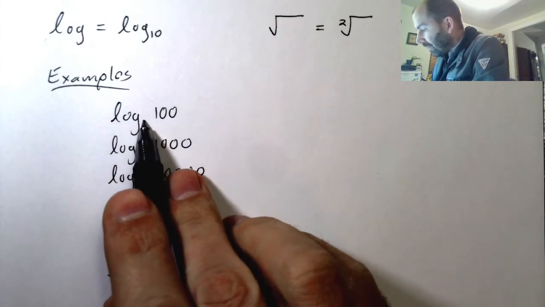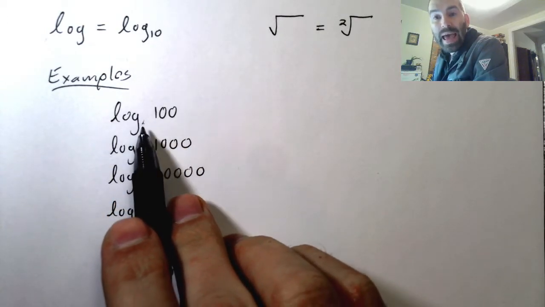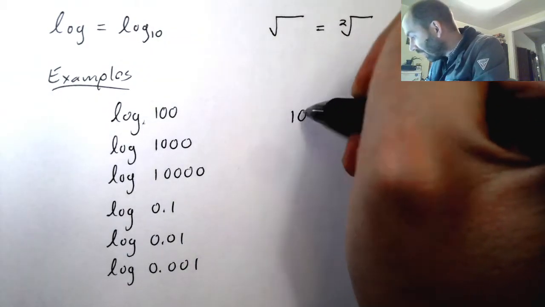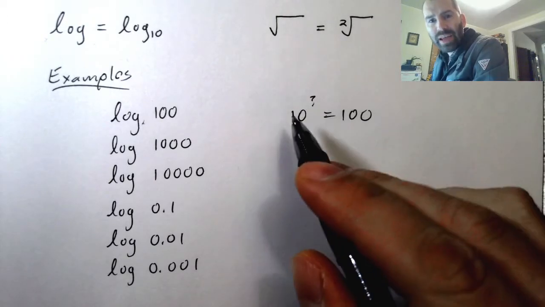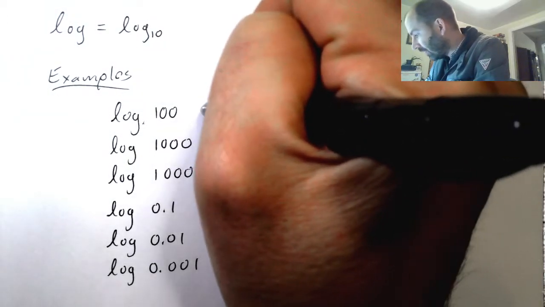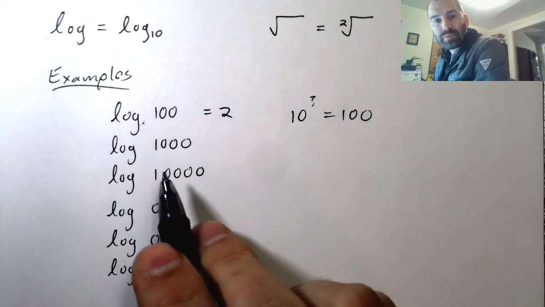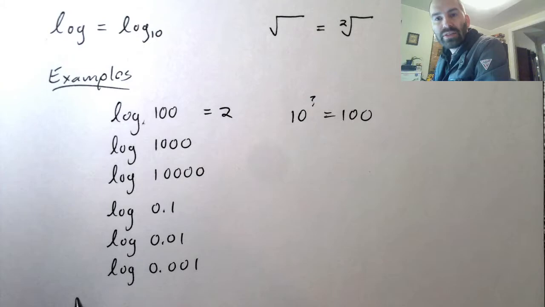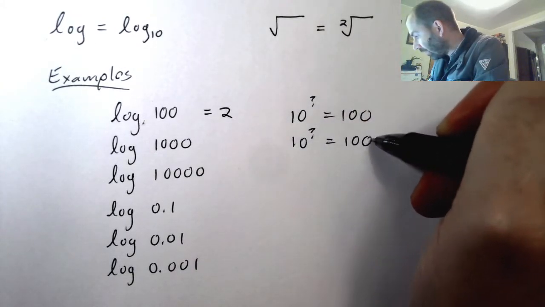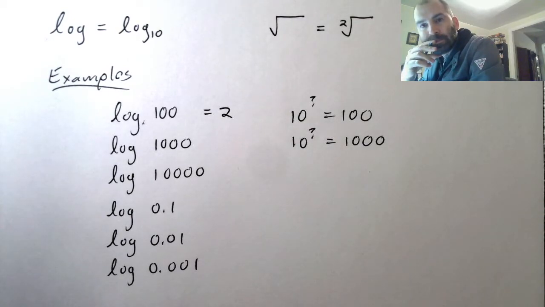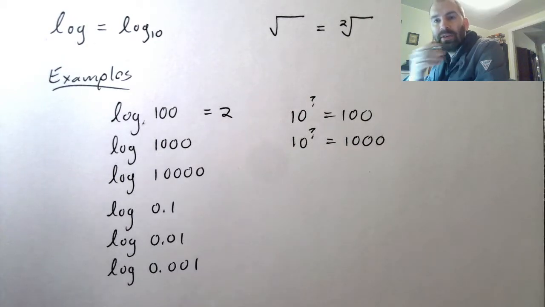Well, remember, the implied base here is 10. So I'm thinking, what's the exponent on 10 that gives 100? In other words, 10 to the what equals 100? Well, I know that 10 squared gives 100, so this is equal to 2. What about log of 1,000? What's the exponent on 10 that gives 1,000? I'm going to let you think about that one a little bit. Why don't you pause the video, see if you can figure these two out.